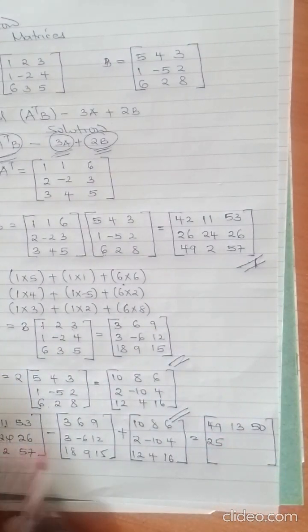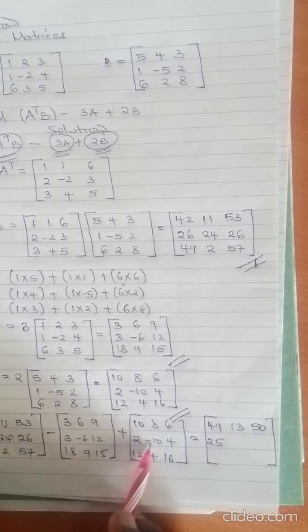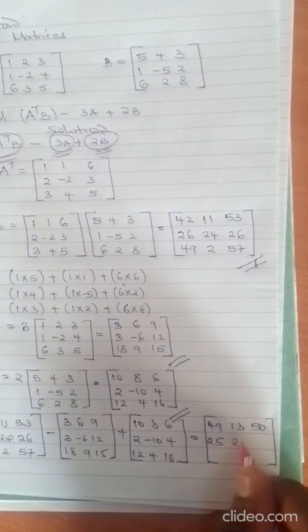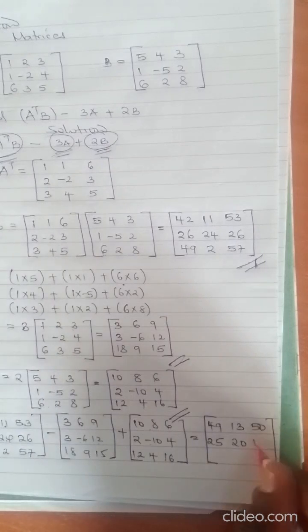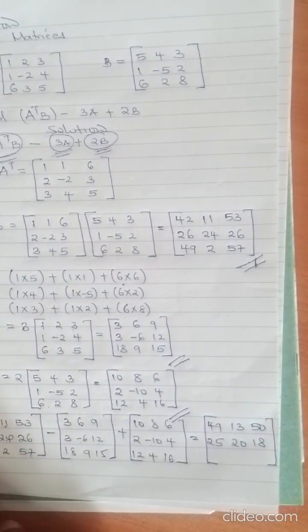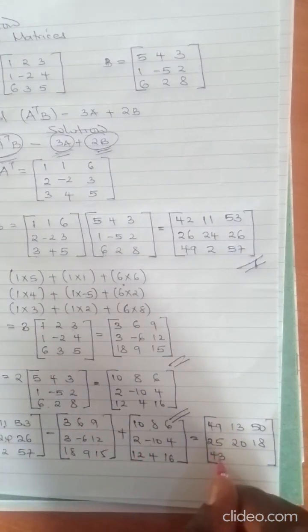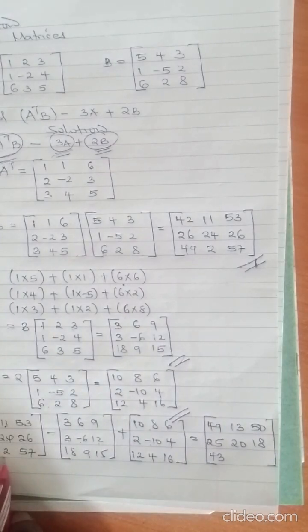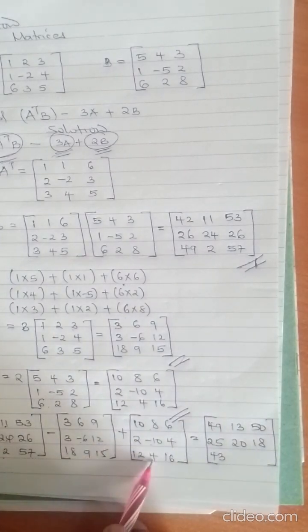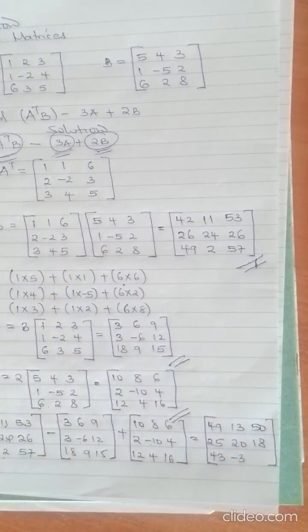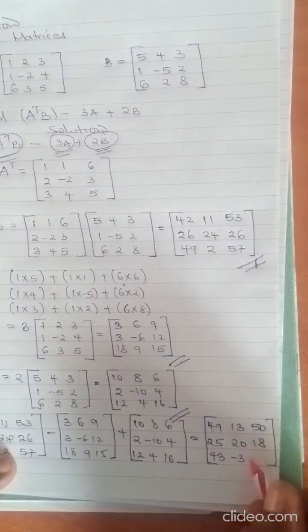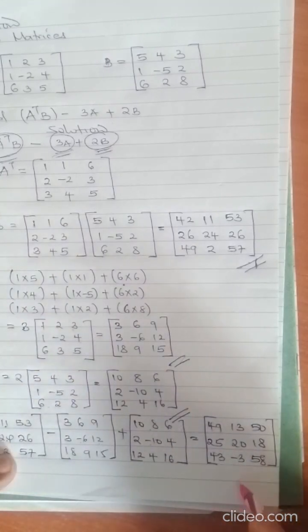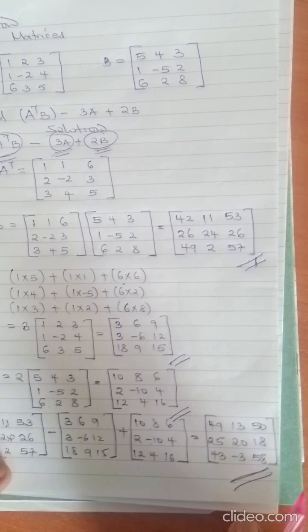We have 24 minus 6 plus negative 10, which gives you 20. 26 minus 12 plus 4 gives you 18. 49 minus 18 plus 12 gives you 43. 2 minus 9 plus 4 gives you negative 3. Then 57 minus 15 plus 16 gives us 58. This is the result of this question.